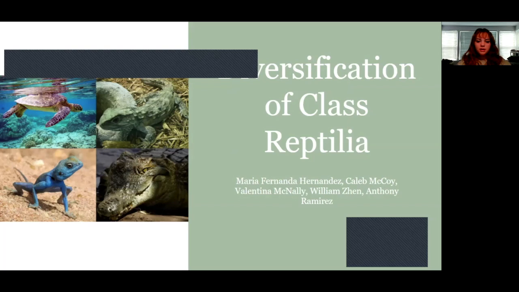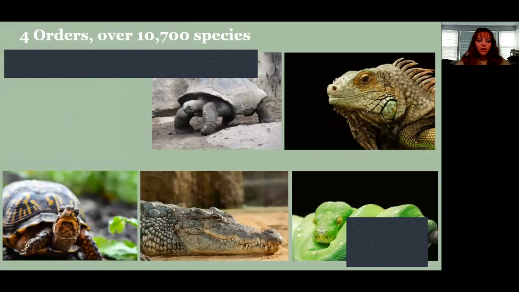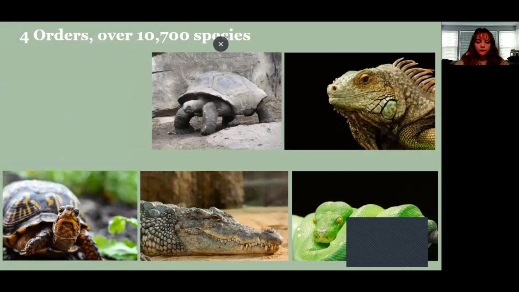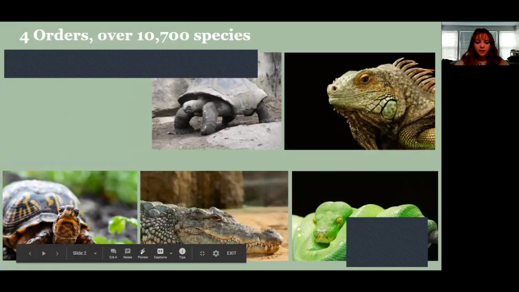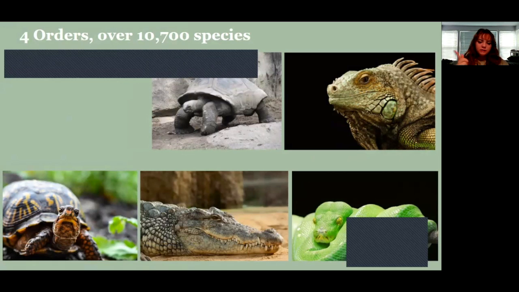Alright, so this is the diversification of class Reptilia, which are also known as reptiles. There are a total of 4 orders with over 10,700 species, according to World Atlas. The 4 orders are as follows: Tetrapod, Sphenodontida, Squamata, and Crocodilia, and we'll be getting into those later in the presentation.